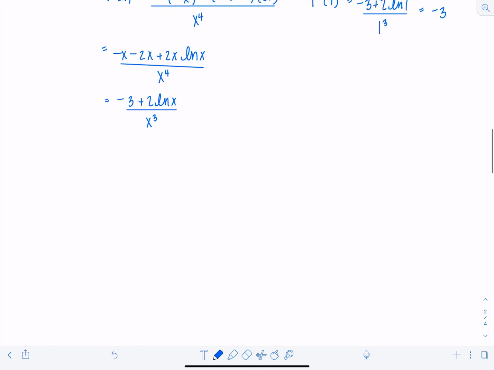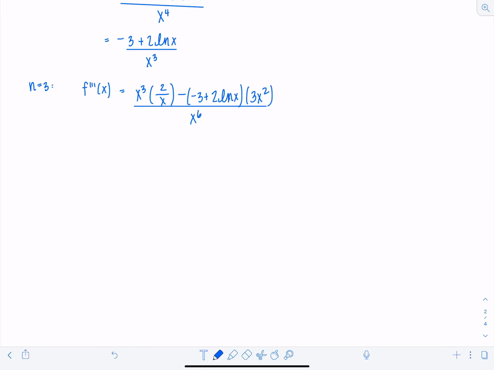So I need n equals 3. So the third derivative, one more round of that quotient rule. So we have x cubed times the derivative of numerator, 2 over x, minus negative 3 plus 2 ln of x times the derivative of x cubed, which is 3x squared, over x to the 6th.